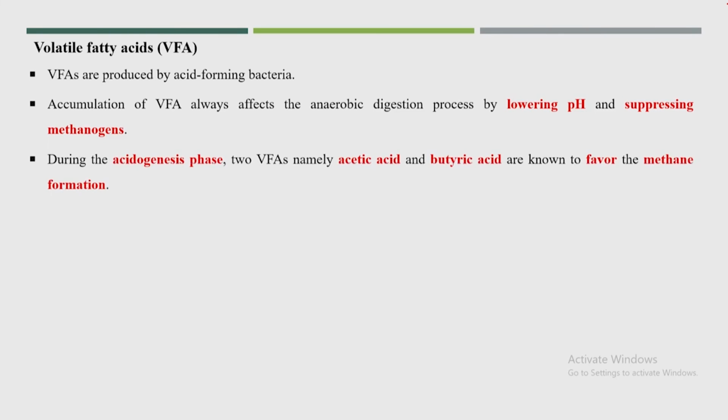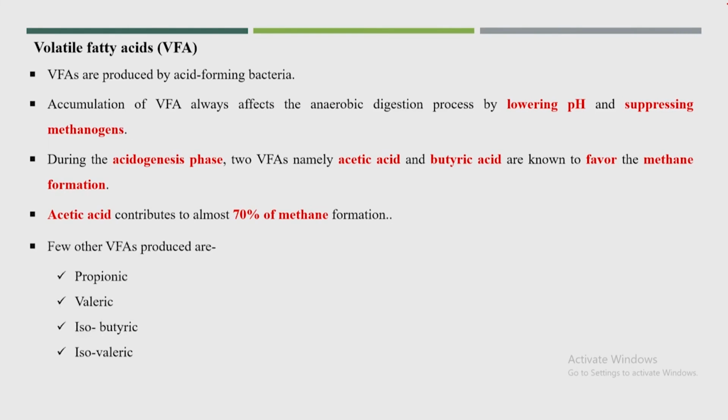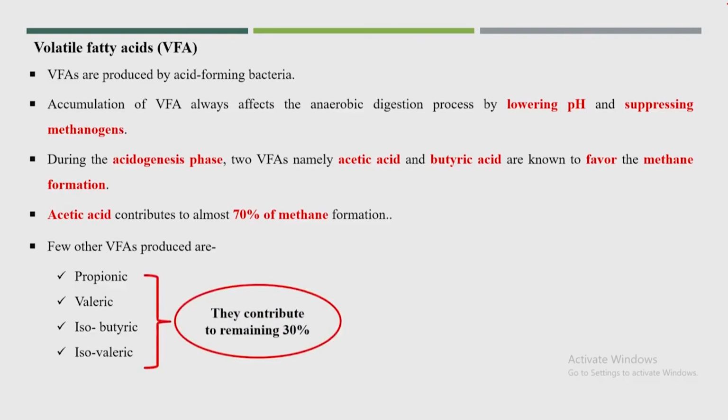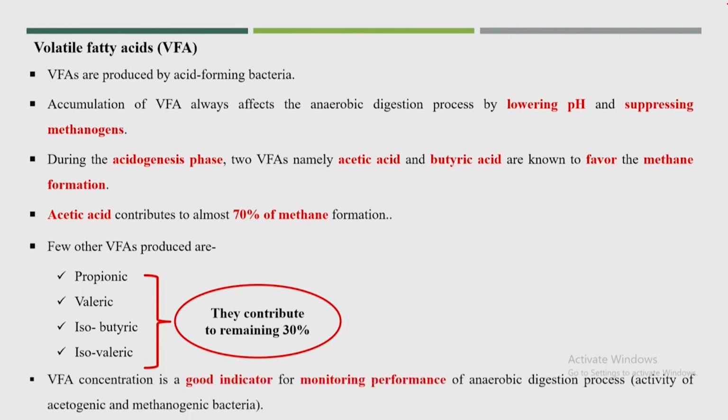During the acidogenesis phase, two VFAs, namely acetic acid and butyric acid, are known to favor methane formation. Acetic acid contributes almost 70% of methane formation. So, the important VFA is acetic acid. Few other VFAs are produced, like propionic acid, apart from butyric acid, valeric acid, isobutyric and isovaleric acids, and these contribute the remaining 30%. So, VFA concentration is a good indicator for monitoring performance of the anaerobic digestion process.